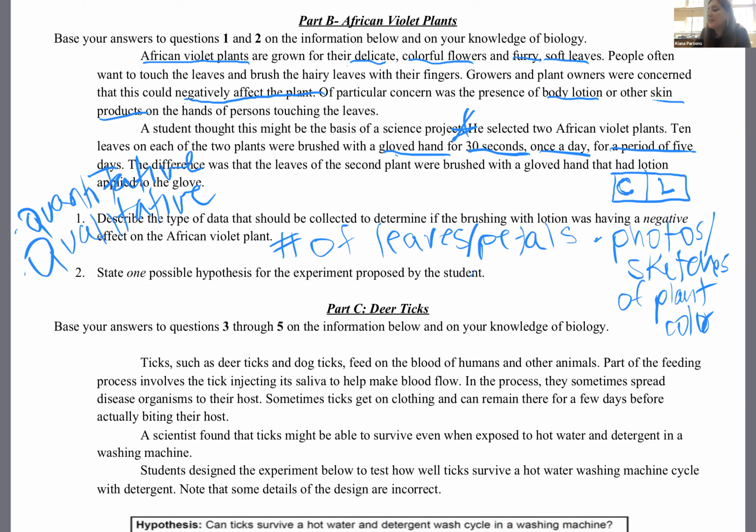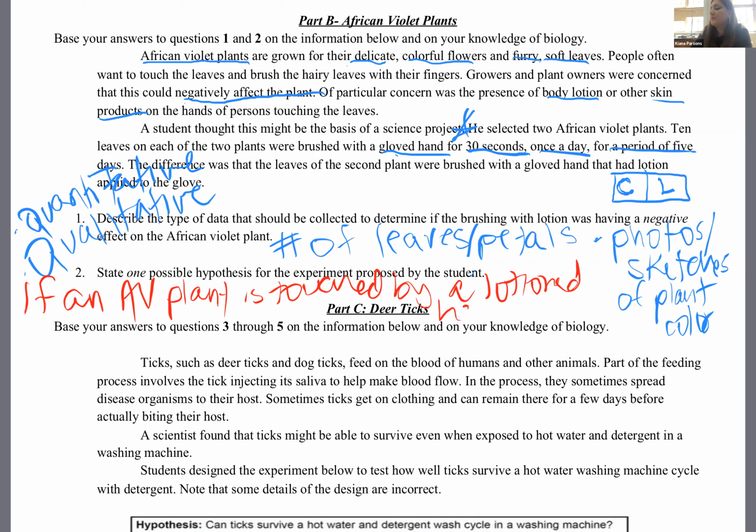And question 2, state one possible hypothesis for the experiment proposed by the student. So if an African violet plant is touched by a lotioned hand for 5 days, the plant will die. You could also say will decrease in size, will lose petals, will lose leaves.